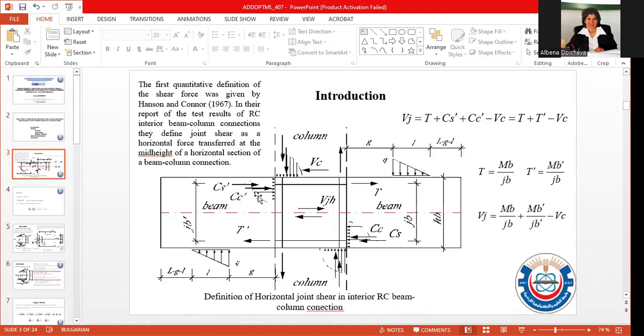Because it's not very easy to find these forces, the researchers decided that it is possible to adopt an equation for the tension forces: the moment on the column face divided by the distance between bottom and top reinforcement. But that means that these two forces, T and T prime, are equal.